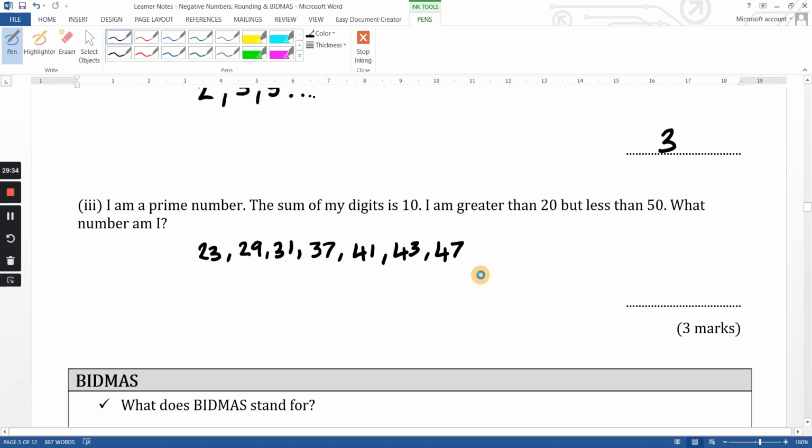And that's it. So the sum of my digits is 10. Well, the only one that adds to 10 is this one. If you add the 3 and the 7 together, that gives you 10. So it's got to be that one. So 37 is my answer.